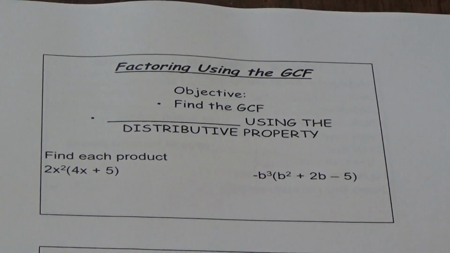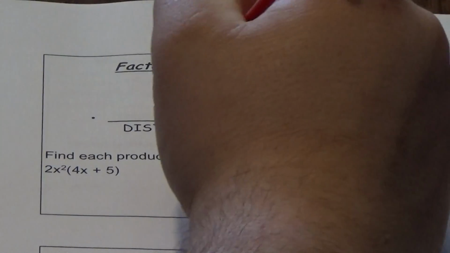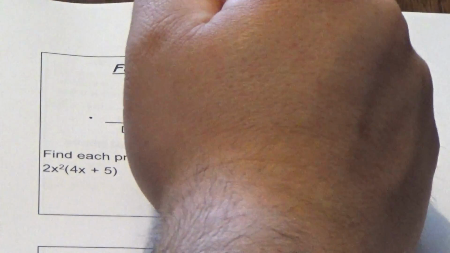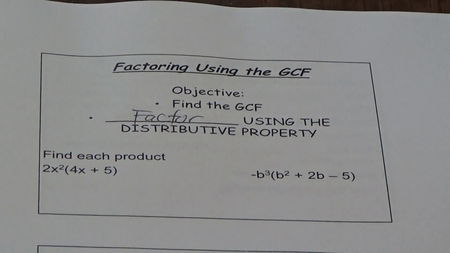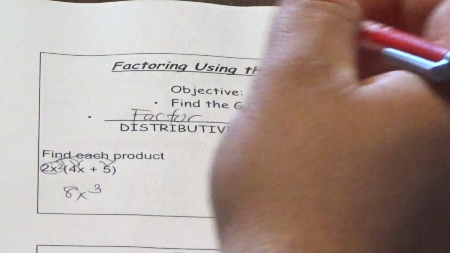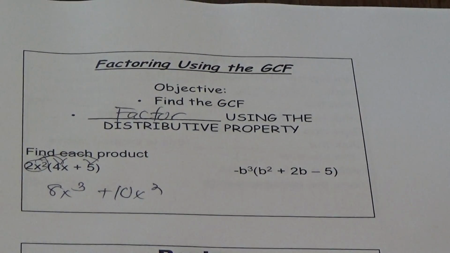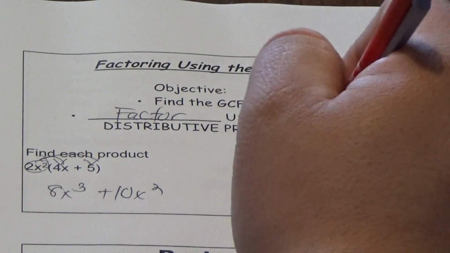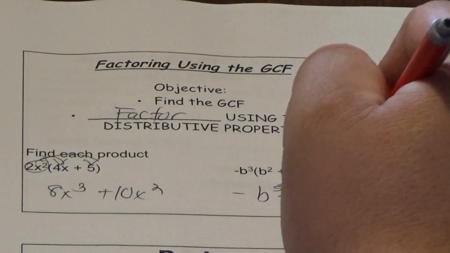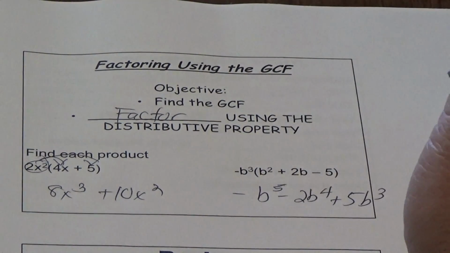So factoring using the GCF. Today we're going to be able to find the GCF, and we're going to factor using the distributive property. So the first thing that we want to do is find a product, which is a review of what we did in the last section following the product rules. And so we got 8x cubed, and then we have 10x squared. Okay. When we distribute a negative, we have negative b to the fifth minus 2b to the fourth plus 5b to the third.